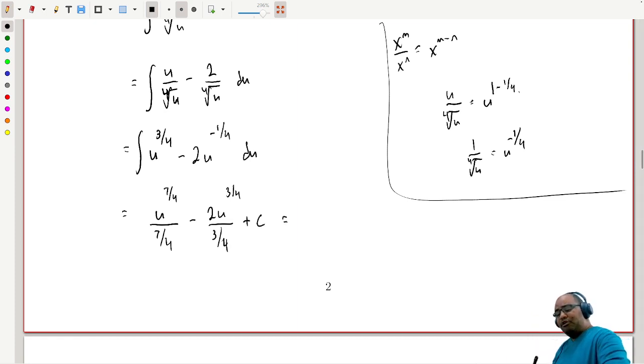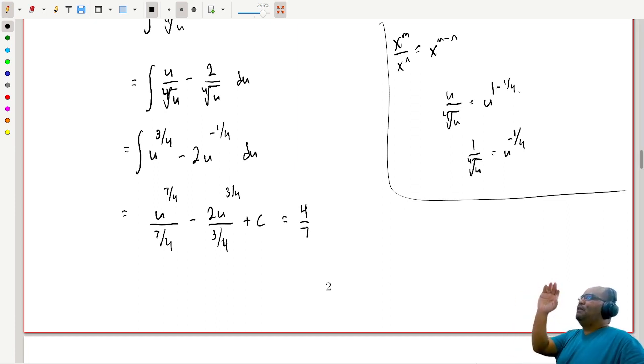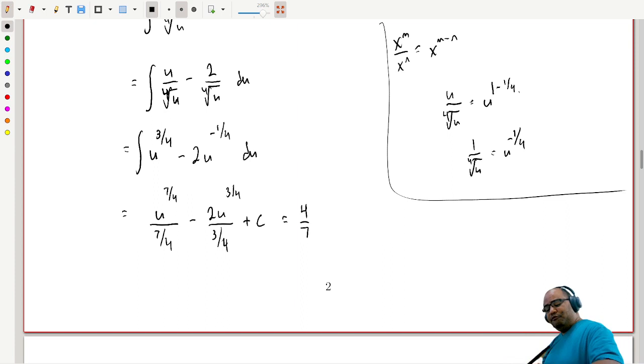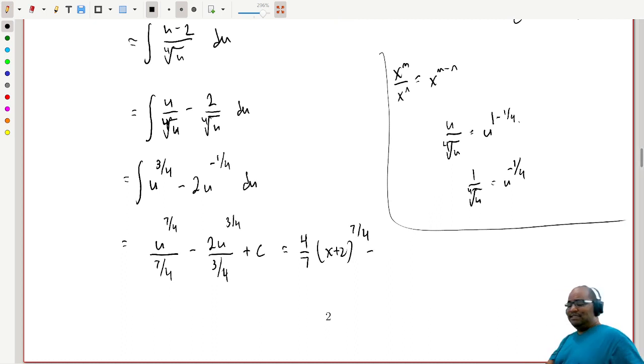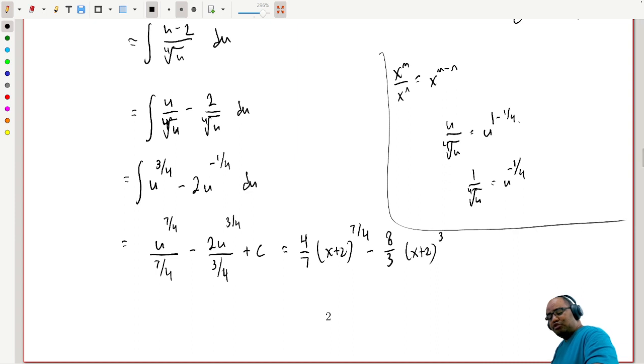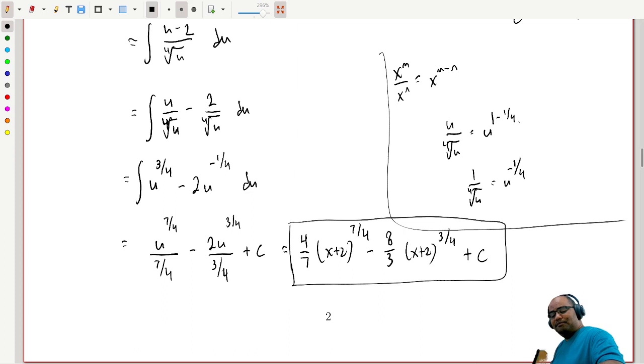All right, now we're going to go ahead and put everything back in terms of the original variables and clean everything up. So divide by 7 over 4, that's multiplied by the reciprocal 4 over 7 times, okay, u was what again? x plus 2 to the 7 over 4 power. Okay, then minus 2 divided by 3 over 4 is the same as 2 times 4 over 3. That's 8 over 3. Verify that. And then times x plus 2 to the 3 over 4, plus a constant. Remember that constant of integration.